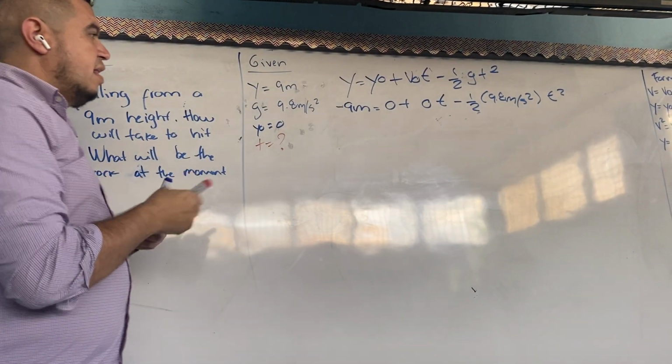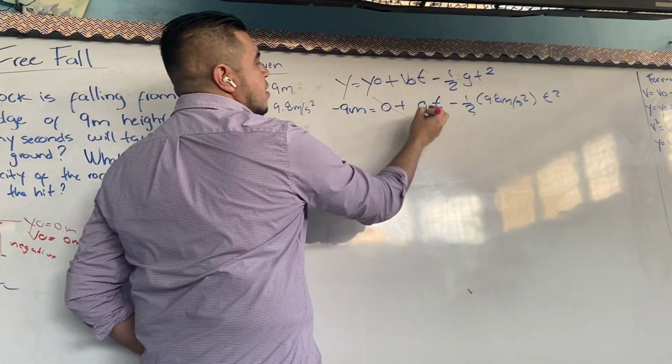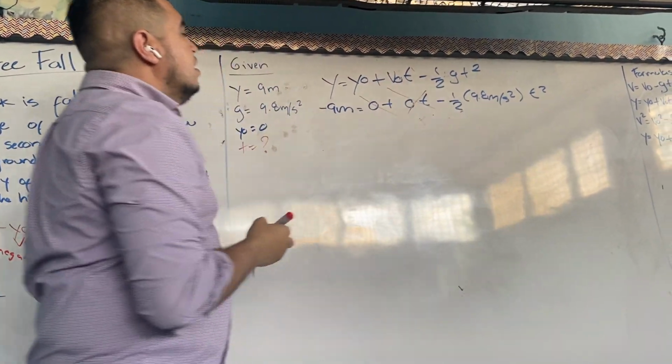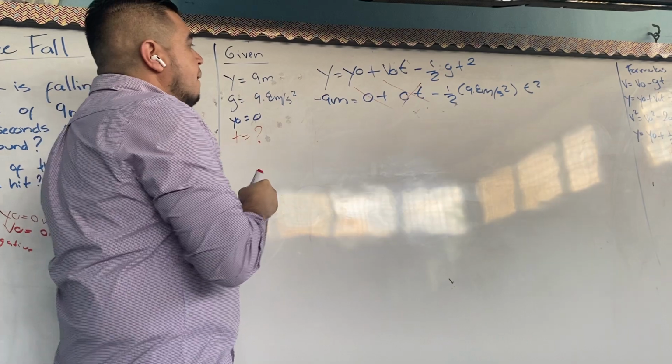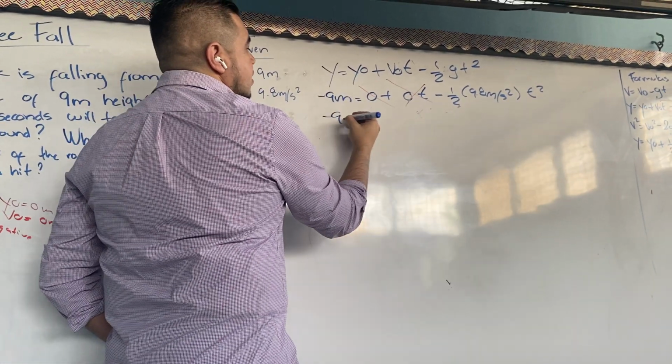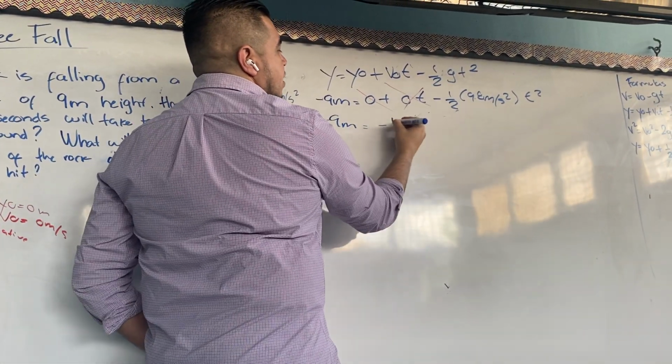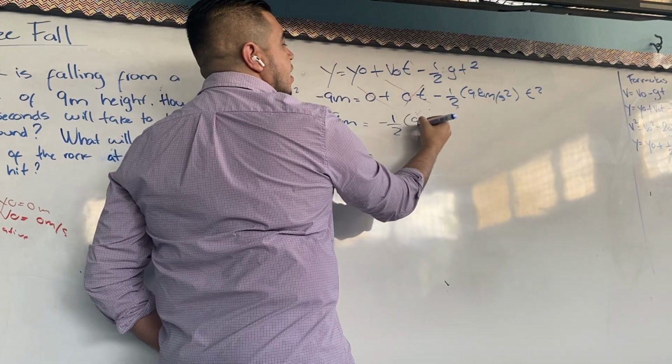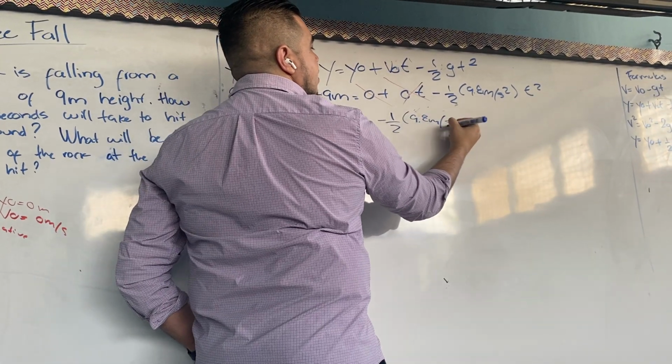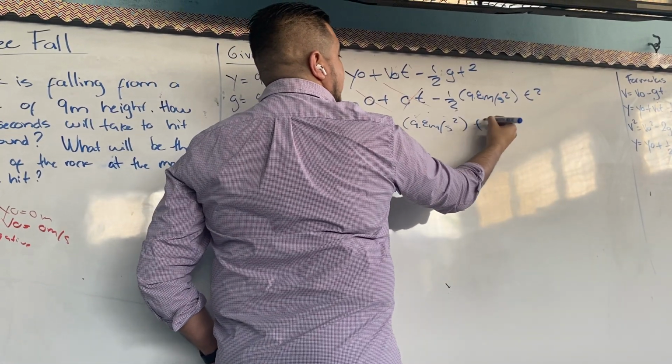So now the things that are 0, they are gone, right? This one is gone with this one, so we only have minus 9 meters is equal to negative 1/2 of 9.8 meters per second squared multiplied by the time squared.